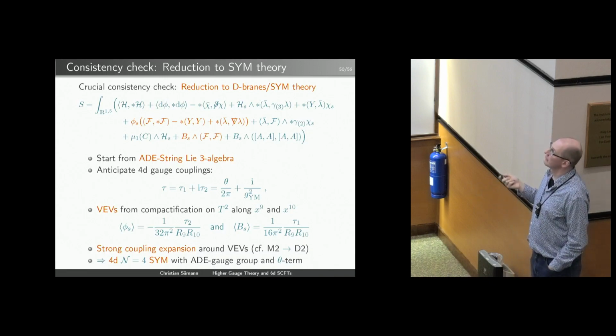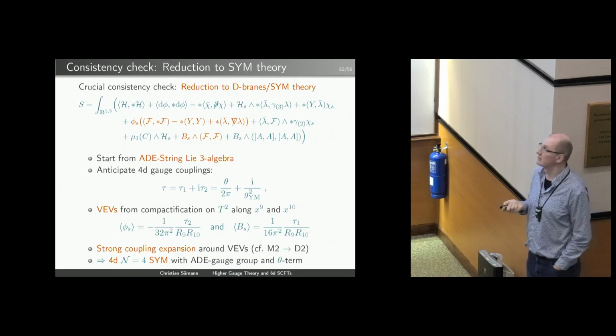However, you see if you give phi s this vacuum expectation value, and if you give b s this vacuum expectation value, here this is already 6-dimensional super Yang-Mills. With this vacuum expectation value, you integrate over R9, R10, and you just get 4-dimensional super Yang-Mills. This here is just a topological term that's left over in 4 dimensions if you give b s this vacuum expectation value. And of course, what you have to argue is that R9, R10 are very small, so we perform a strong coupling expansion around these vacuum expectation values. The only thing you're left with is indeed 4-dimensional N=4 super Yang-Mills with theta term.